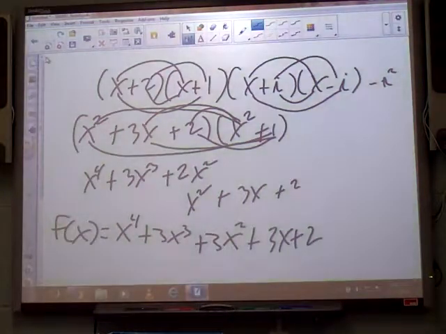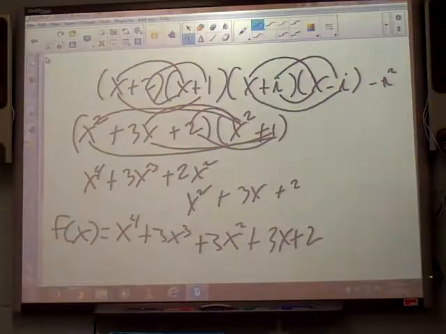Then you distribute that, and then you get the x to the 4.